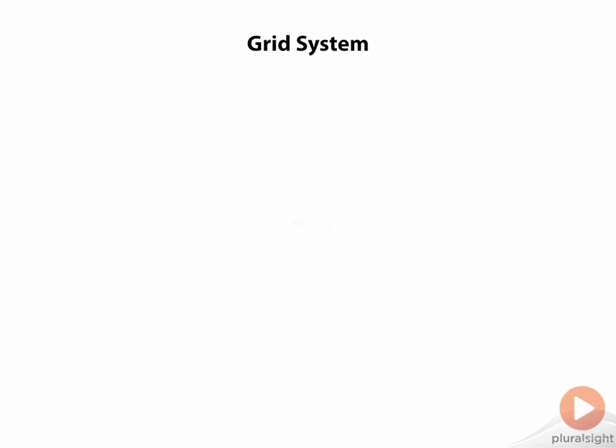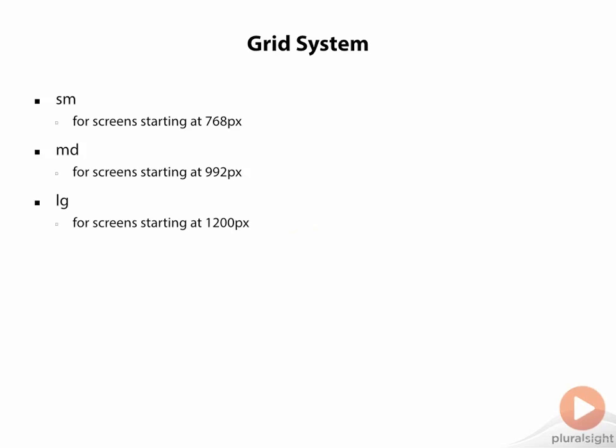The available sizes are sm for small screens starting at 768 pixels, md for medium screens starting at 992 pixels, and lg for large screens starting at 1200 pixels and going up from there. Most of the time, you probably wouldn't use col-xs because, for the most part, you'll probably want to be stacking most things for screens smaller than a 768 wide desktop screen.